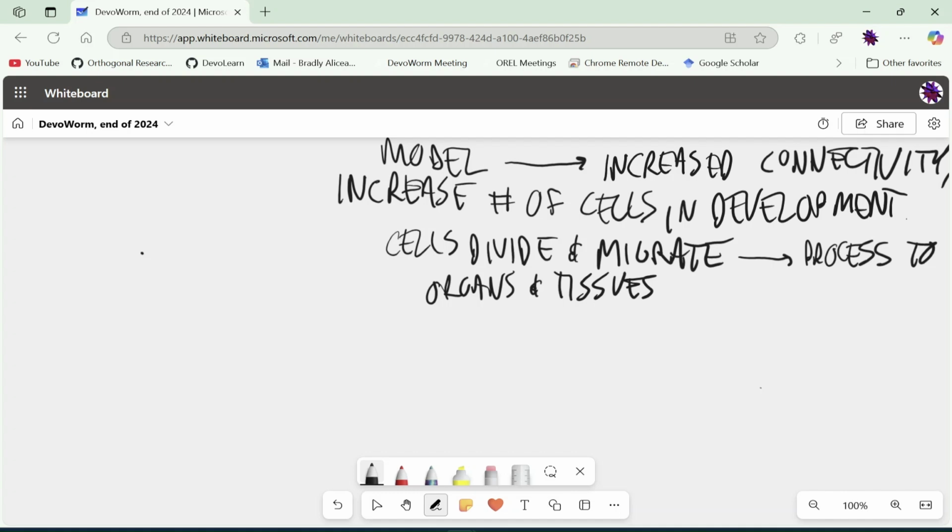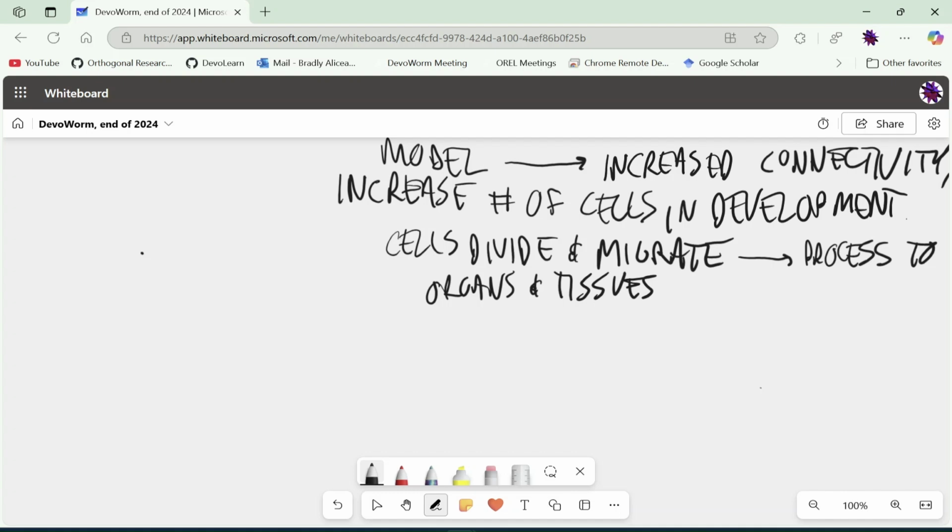So the idea is that as you get more cells, you get this bifurcation of function, but you also get this interreliance or interdependence. And so we can represent this in a network just as well as we can represent it verbally.